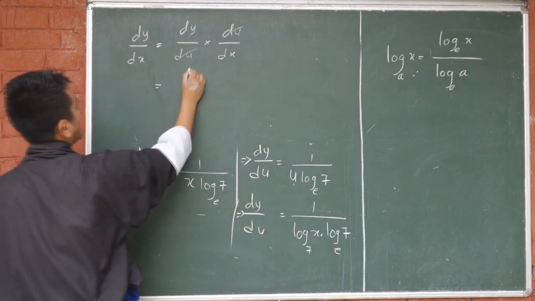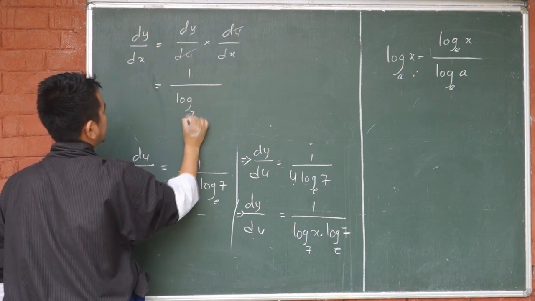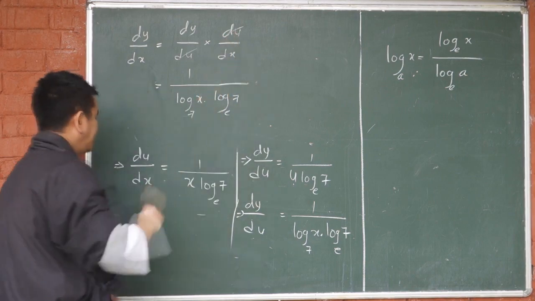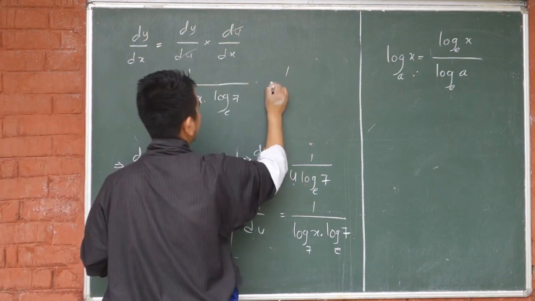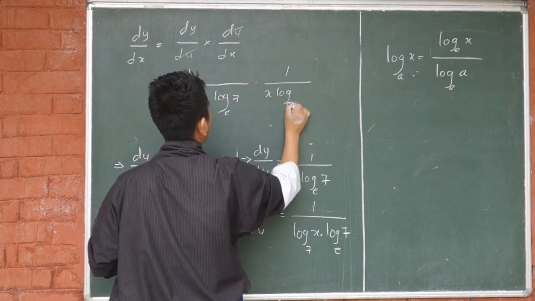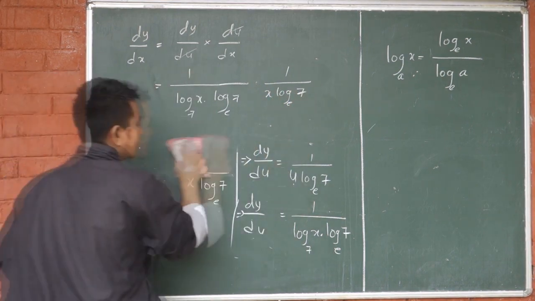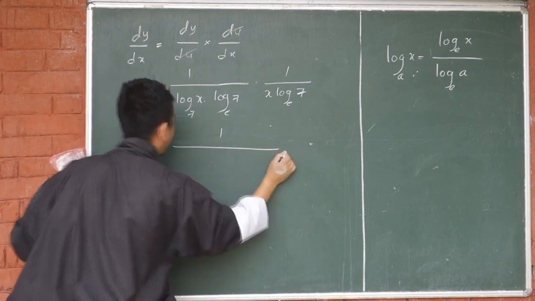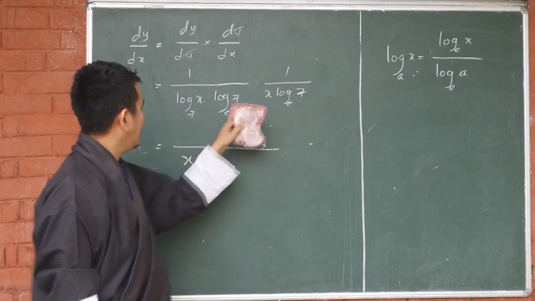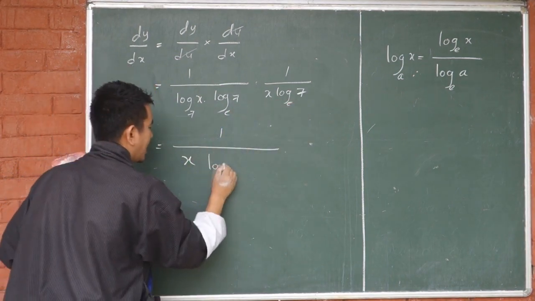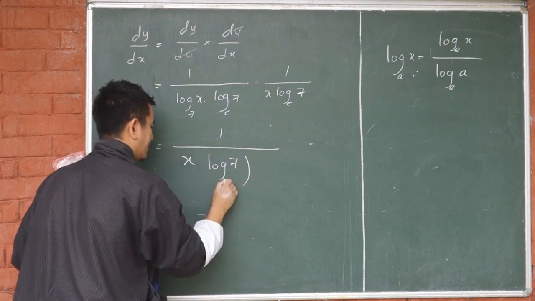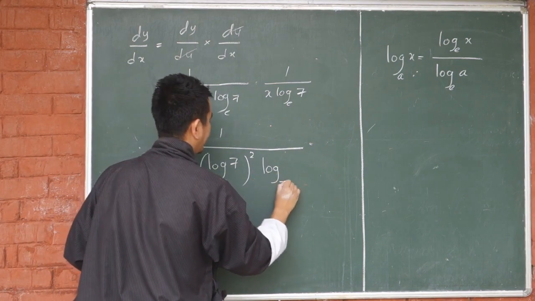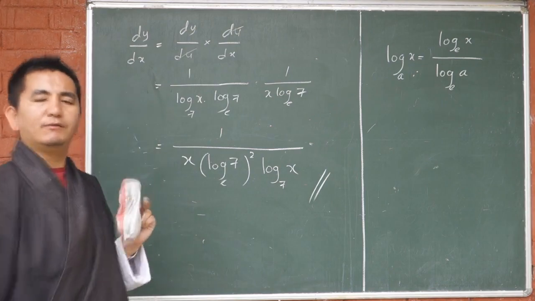So substitute here. We have 1 by log to the base 7 of x times log to the base e of 7. Then substitute du by dx. This is the one: 1 divided by x log to the base e of 7. So now the final answer we can write here is 1 divided by x. You keep this one as it is, log e of 7. Log e of 7 becomes log e of 7 whole square. Then at last we have log to the base 7 of x. So this will be the final answer.